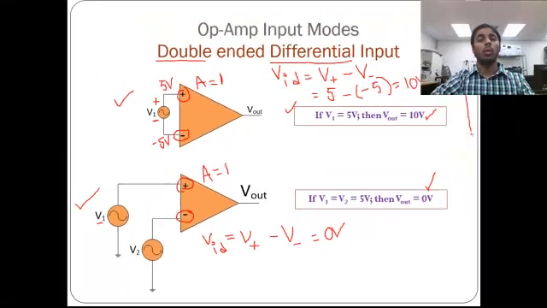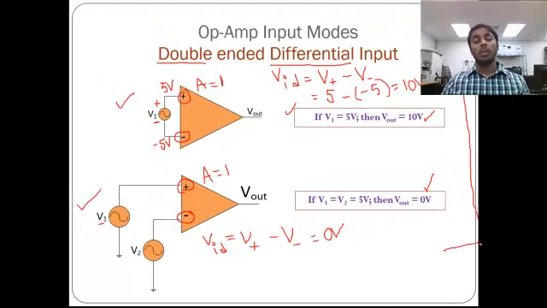But comparing these two circuits together, both come under the double-ended configuration. Even though the top circuit has only one single source, it is still connected to both terminals of an op-amp. On the second circuit, I have two sources, each connected to an individual terminal, two different sources. So the output is going to be the gain times the difference between those two inputs.